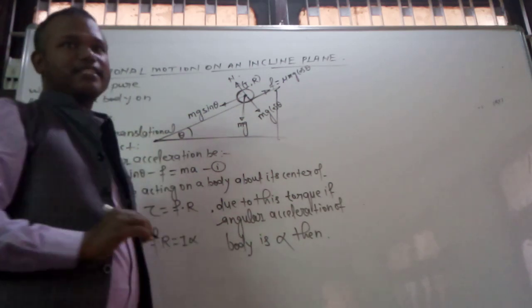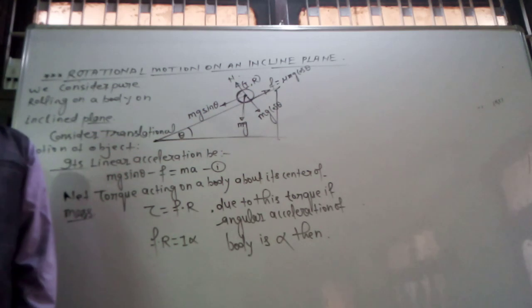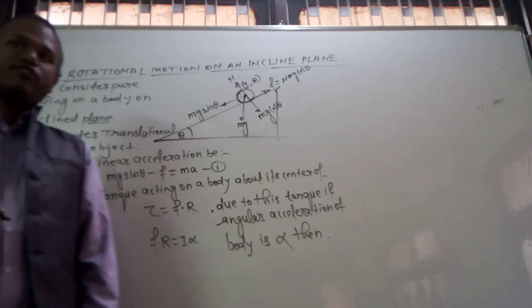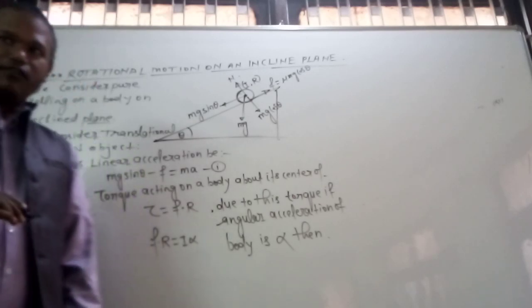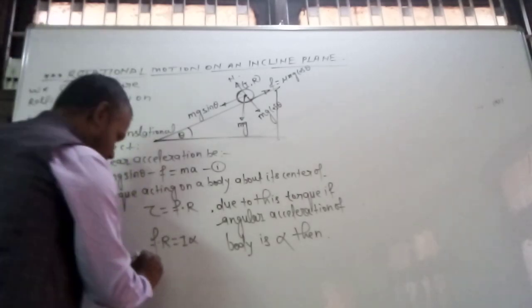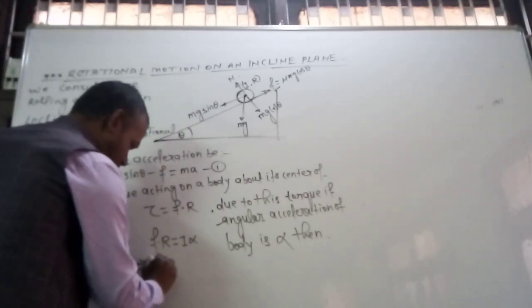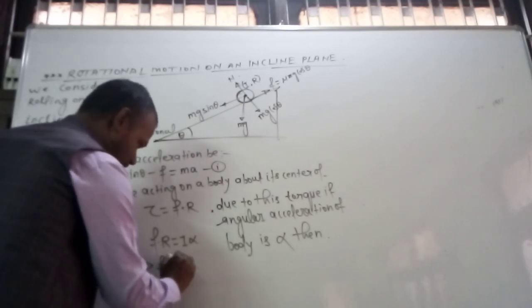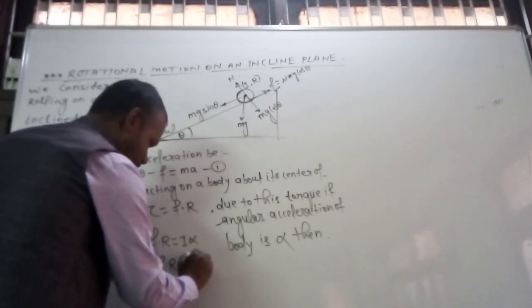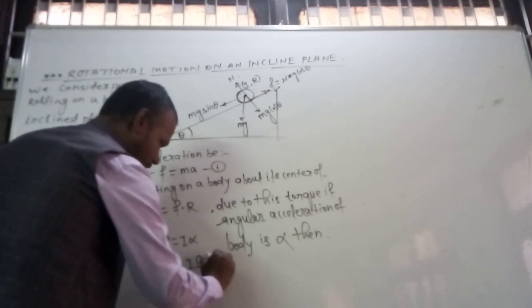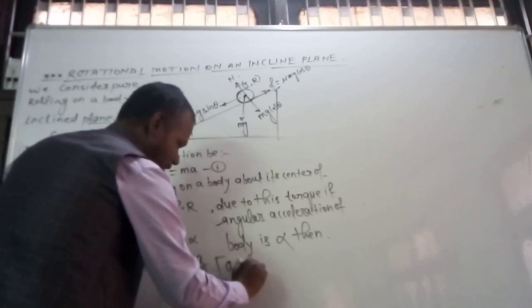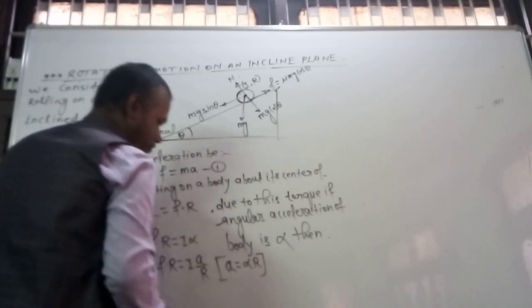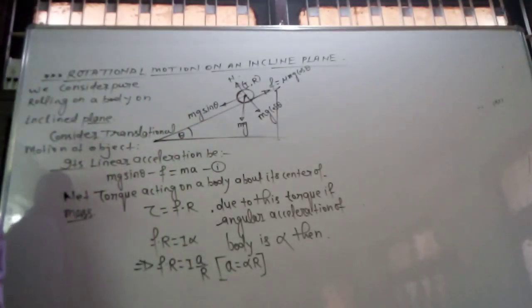Again, what is the relation between linear acceleration and angular acceleration? Alpha is equal to A upon R. So we may write here F dot R is equal to I into A upon R, since A is equal to alpha R, or alpha is equal to A upon R.